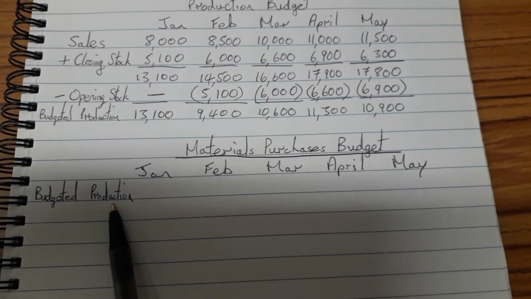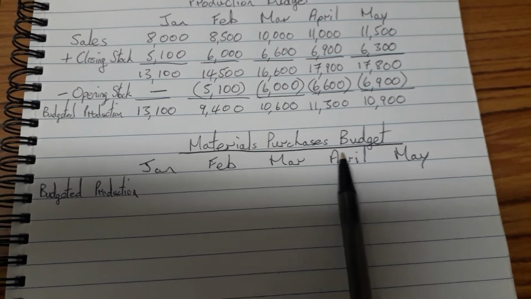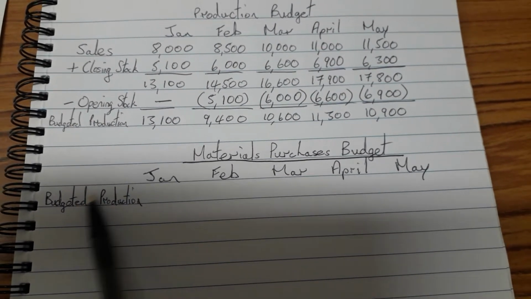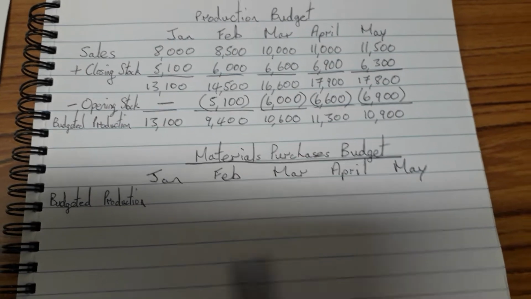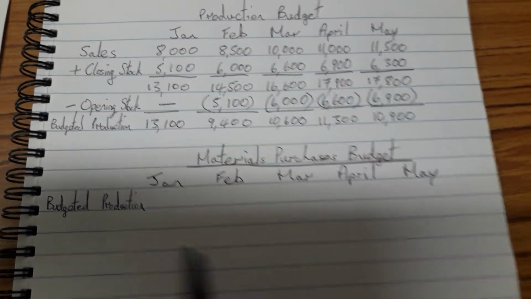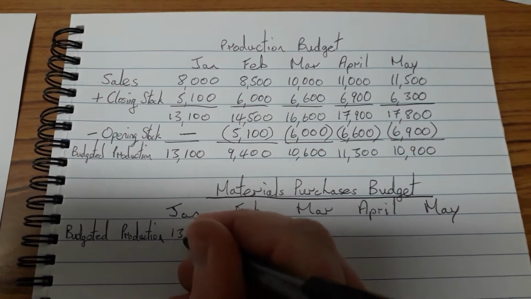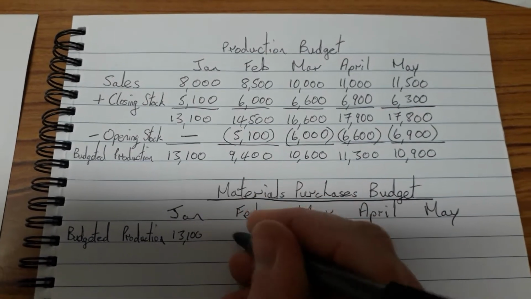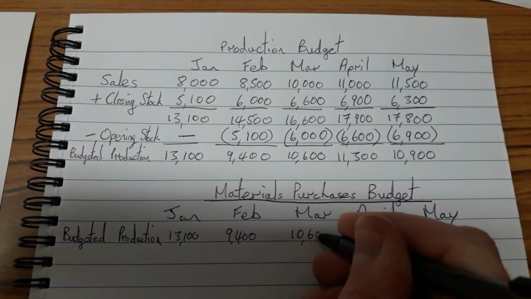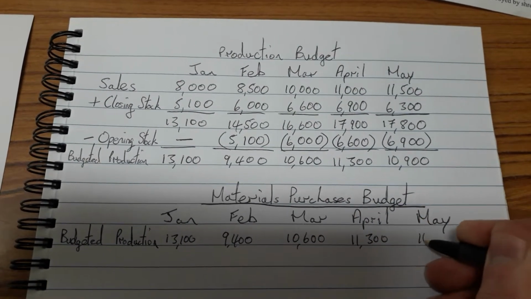And our first item is going to be budgeted production. So if we want to know the materials that we need to purchase, we have to start with how much we are going to manufacture, because that will determine how much materials we'll need for that manufacturing. So the first thing we do is we take this budgeted production from the last part and we write it down exactly as it is: 13.1, 9.4, 10.6, 11.3, and 10.9.